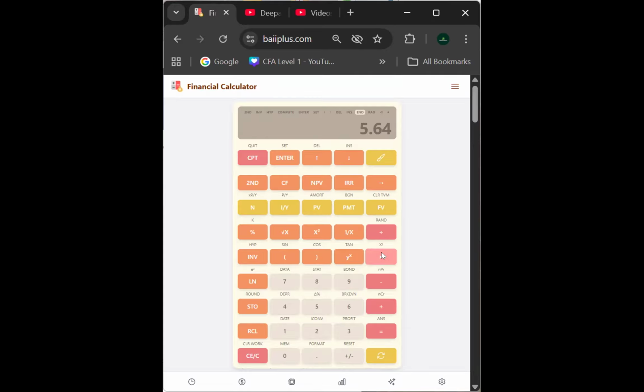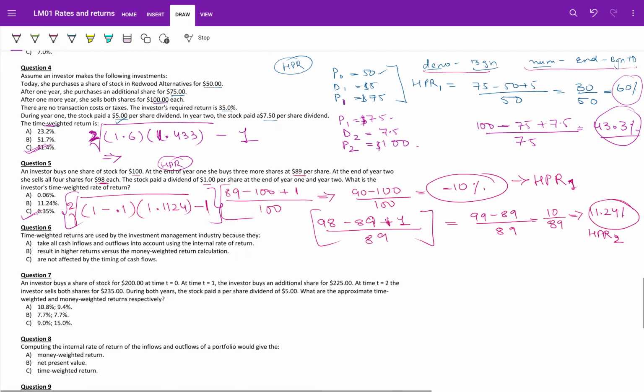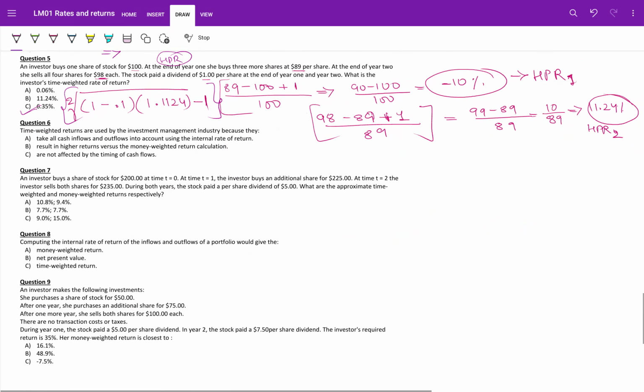So approximately, if I multiply this with 100, no, not multiplied with 100. So approximately 5.64, which is somewhat around 6%, roughly. So this is somewhat around 6%, 6.35%, roughly. So this is how we calculate the time weighted rate of return.